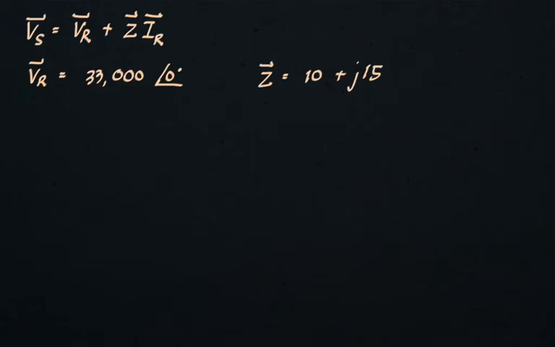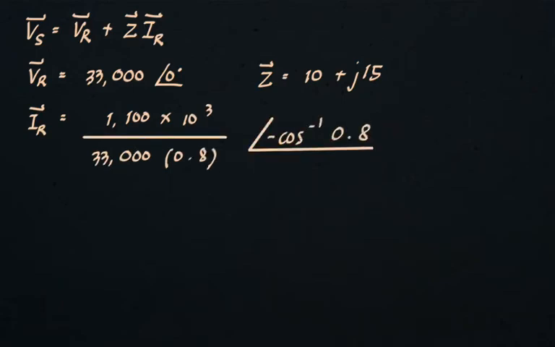Now for IR, we simply have to use the power formula we had in our AC circuits. So 1,100, that's the real power, and then 33,000 for the voltage, and then 0.8 for the power factor. We also have to get the angle, which is simply inverse cosine 0.8. We plug in negative because it says there that the power factor is lagging, diba? This is just a bit of review of your Circuits 2, AC circuits concepts.